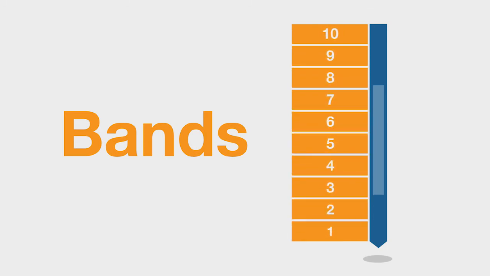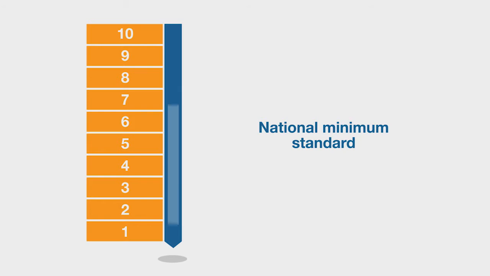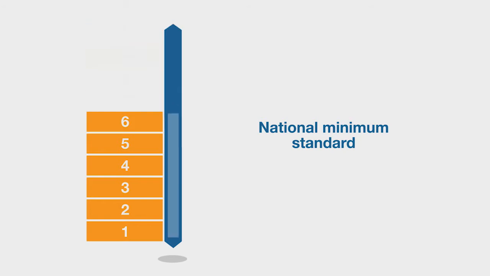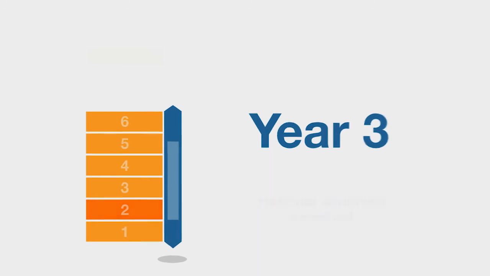It is important to know that each of the areas tested is divided into a series of 10 bands. A national minimum standard has been set for each year level and each area tested. For example, the minimum standard for Year 3 is Band 2.